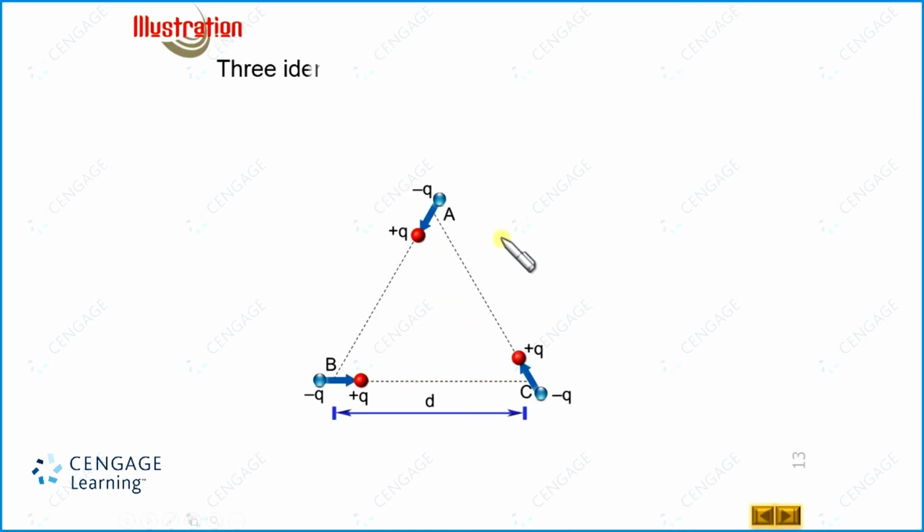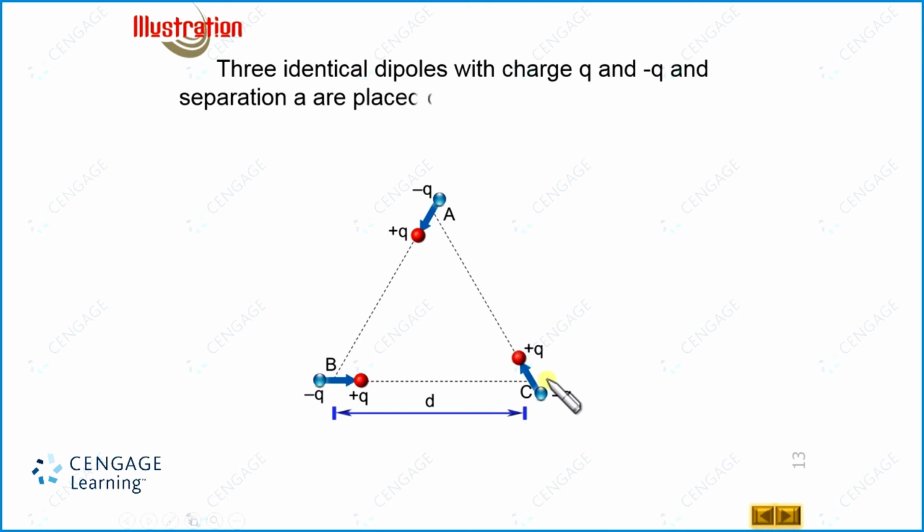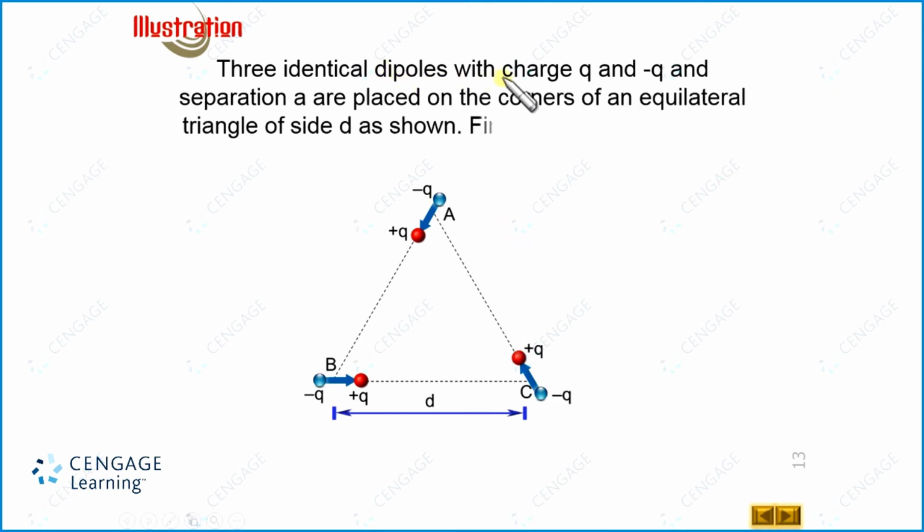In this illustration, we have 3 identical dipoles with charges q and minus q, separated by a small distance a. That means the magnitude of the dipole moment of each dipole is q multiplied by a, and they are placed at the corners of an equilateral triangle of side d. We need to find the interaction energy of the system, and it is also given that a, the separation between the charges in a dipole, is much smaller than d. Small d is the separation between the dipoles.